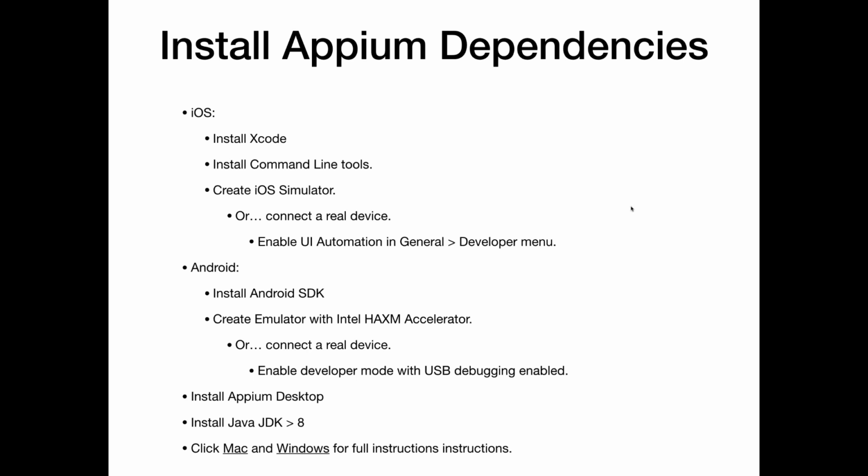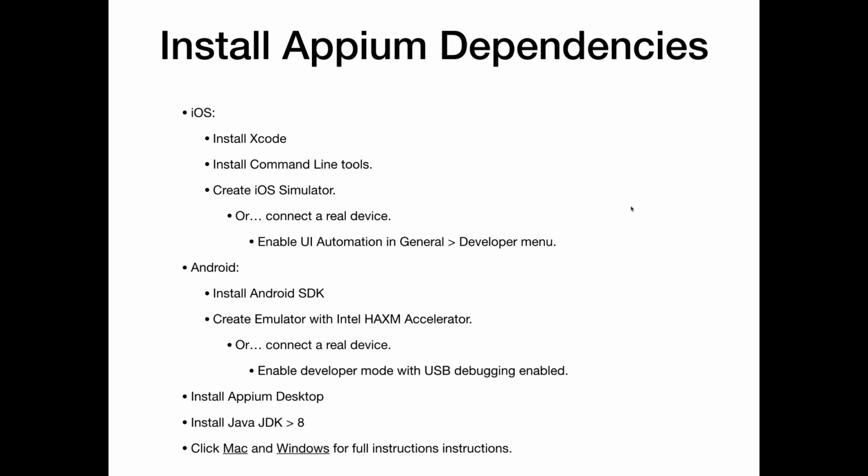So here's a high-level overview of what you need to do to get started with Appium. For iOS, you need to install Xcode, install the command line tools, and then create a simulator or connect a real device. For Android, you have to have the Android SDK. You need to create an emulator, and this is recommended. When you create an emulator, make sure you install the Intel HAXM accelerator. Otherwise, the emulator would be extremely slow and unusable. Or you could just connect a real device and enable debugging mode.